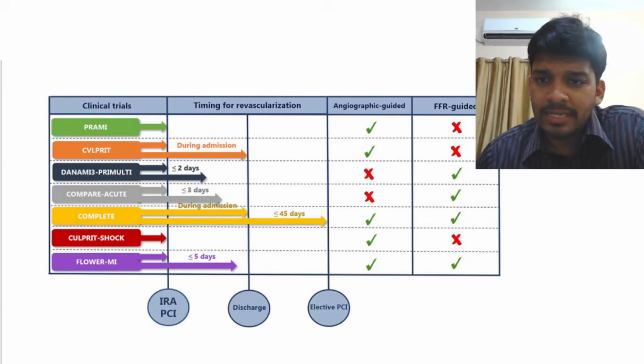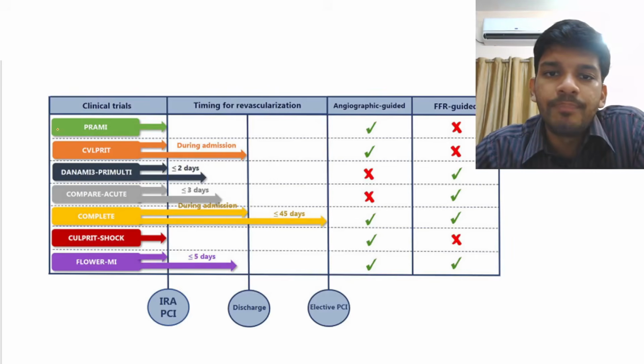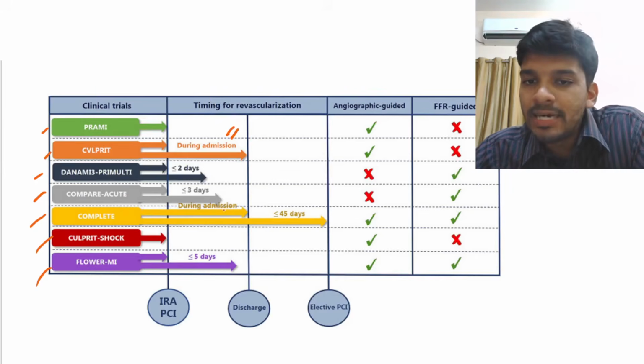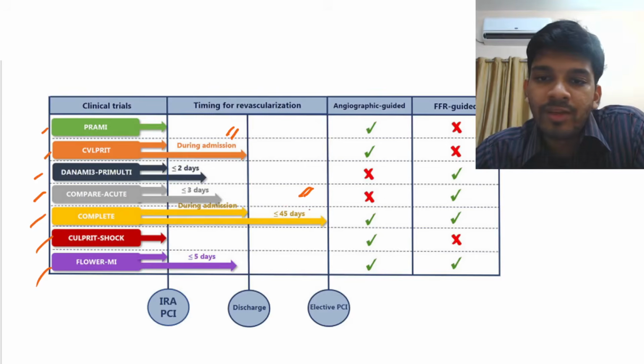So these are the list of the trials. This is more at a DM cardiology level than at the postgraduate level. These are the trials that you had: the PRAMI trial, the CULPRIT trial, the PRIMULTI trial, COMPARE-ACUTE, COMPLETE, CULPRIT-SHOCK, and FLOWER-MI. All of these have looked into different timings of revascularization. Some of them have taken revascularization during the index admission. Some of them have specified a time point of less than 45 days.